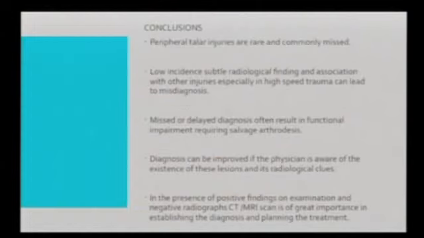And in conclusion, peripheral talar injuries are rare and commonly missed. Low incidence, subtle radiological findings and association with other injuries, especially in high-speed trauma, can lead to misdiagnosis. Missed or delayed diagnosis often results in functional impairment requiring salvage arthrodesis. Diagnosis can be improved if the physician is aware of the existence of these lesions and their radiological clues. And in the presence of positive findings on examination and a negative radiograph, you should please do a CT or an MRI to give you more information and plan the treatment. Thank you.